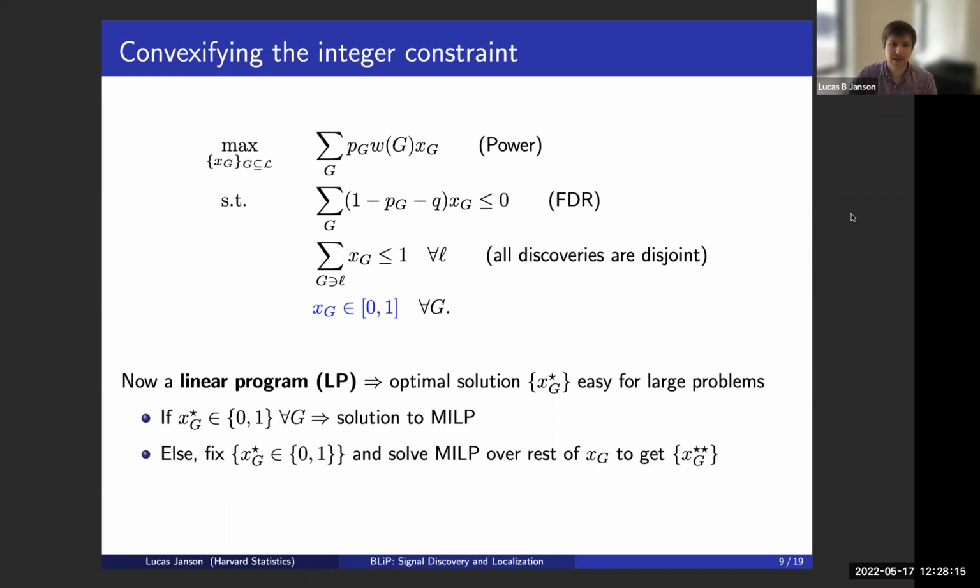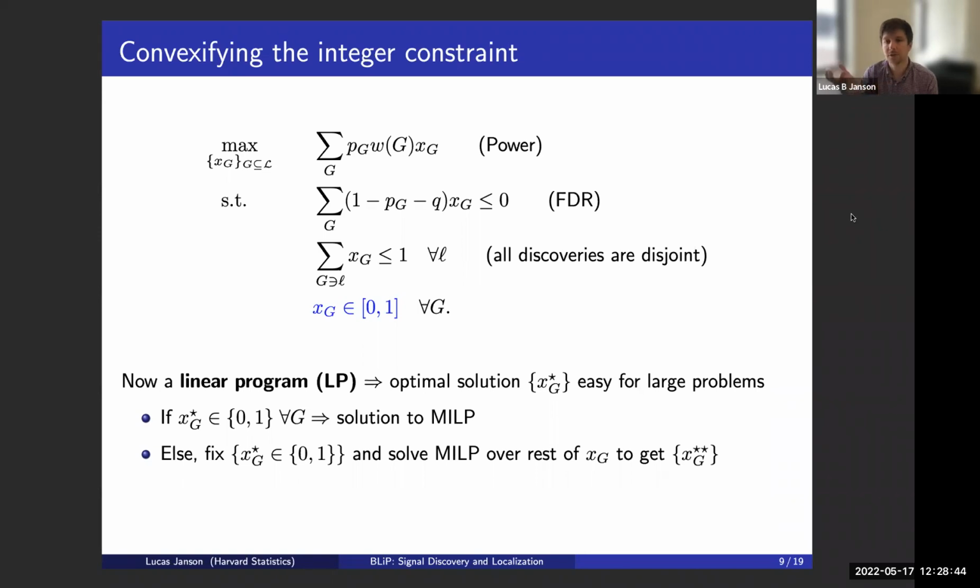In that case, we're going to fix all of the integer solutions. So maybe some of the solutions will be integers. We're going to fix those. We're not going to let those vary anymore. But we're going to look at all the ones that are not integers, and we're going to solve a new mixed integer linear program. So we're going to remove the convex relaxation, but only optimize over the set of xg stars which are not integers. So it's at least a smaller mixed integer linear program than we solved before.